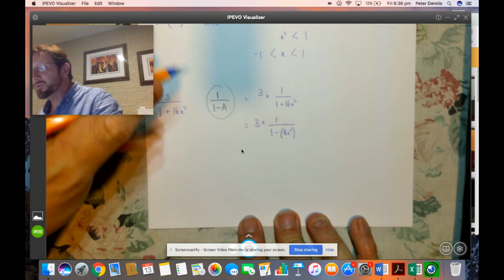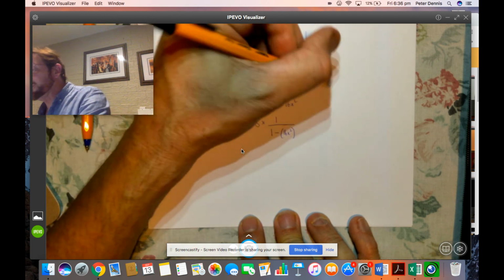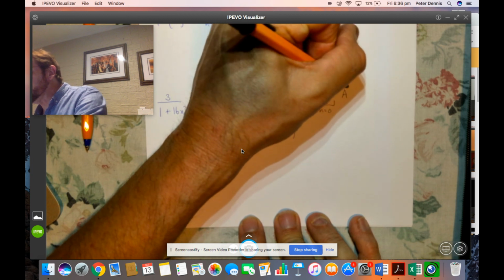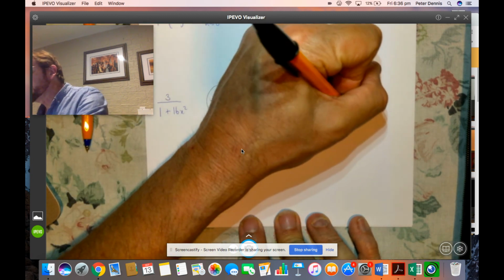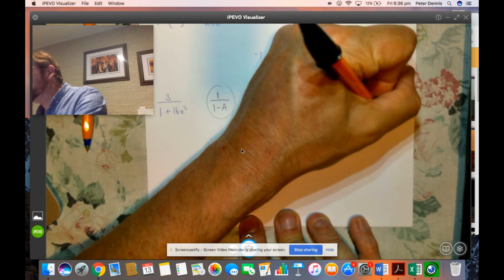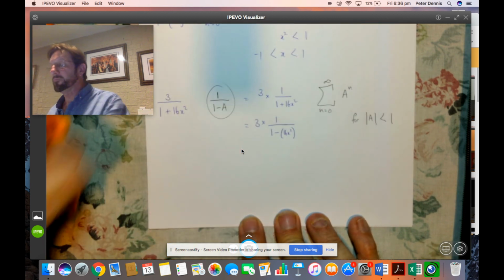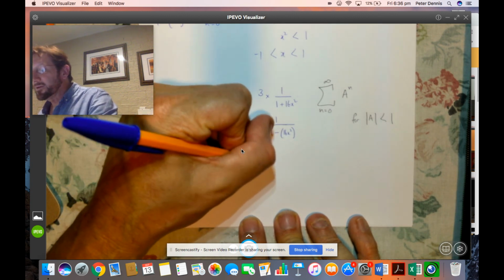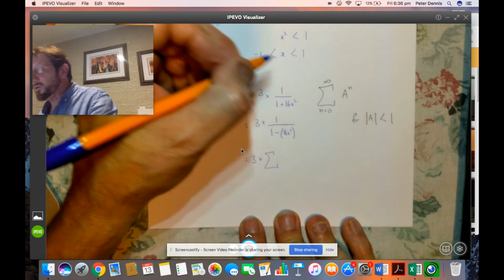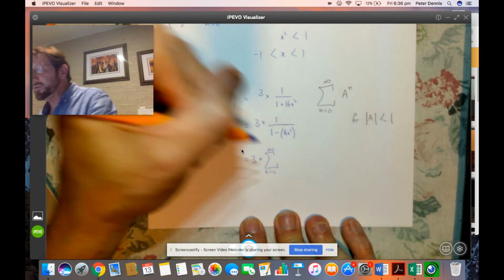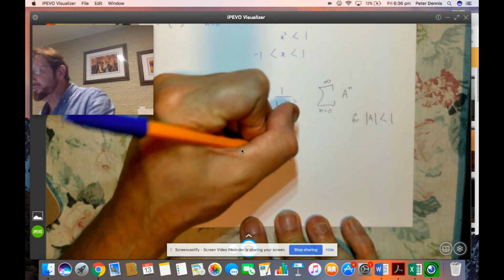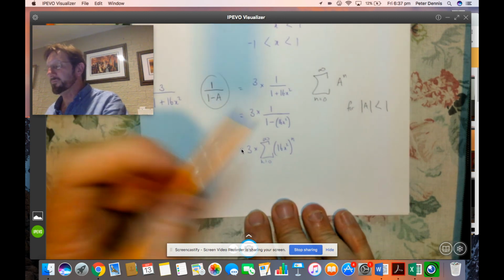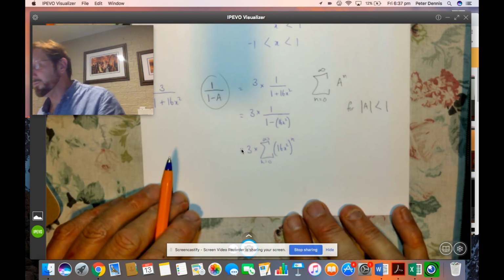So as soon as we get it in this form, we can write it as the sum, as n equals 0 to infinity, of a to the power of n, for the absolute value of that a less than 1. That's exactly the same thing that we're going to do here. We're going to do 3 times the sum, as n equals 0 to infinity, of minus 16x squared to the power of n. And we can pretty that up, but that's pretty well what we have.